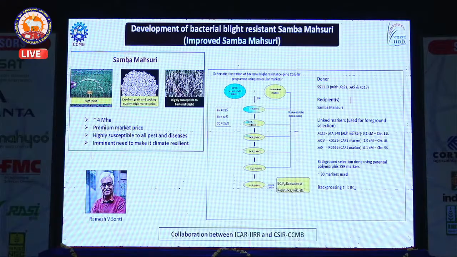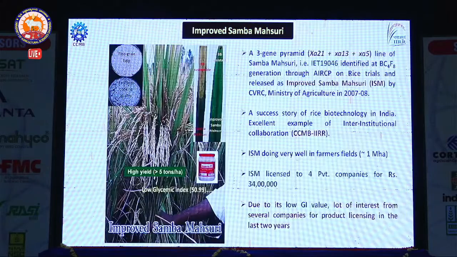So with regard to pest is causing yield losses up to 30 to 80%, we could develop, through this effort, one of the first products. Of course, there is another product developed parallelly, called improved Pusa Basmati.